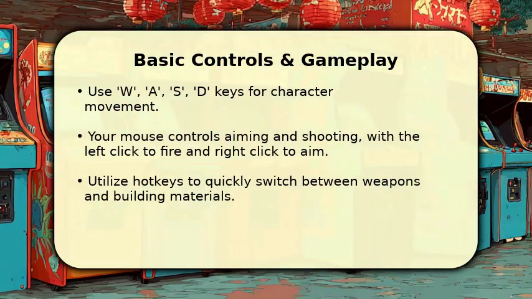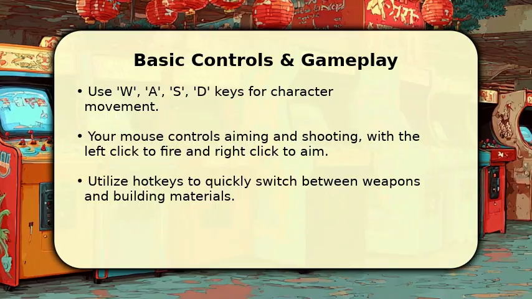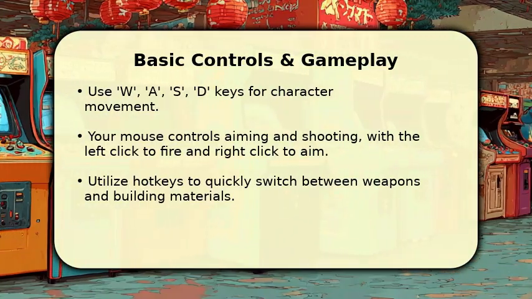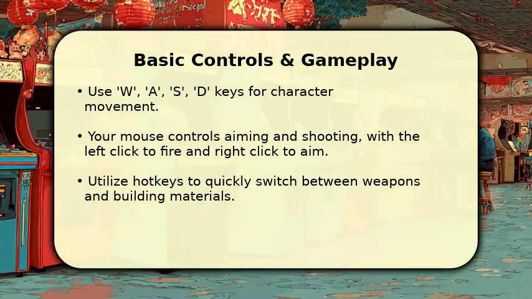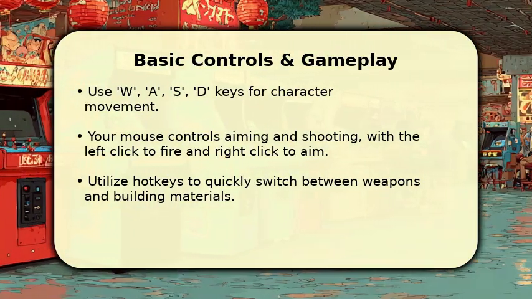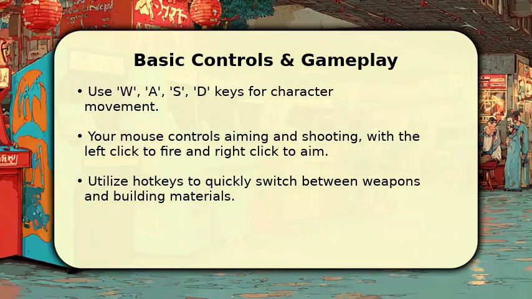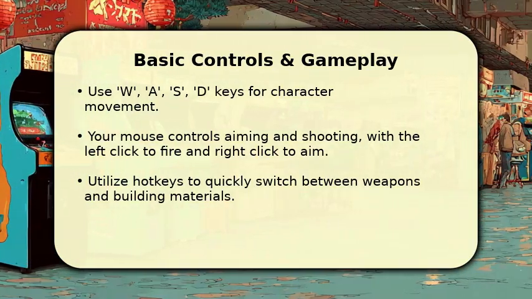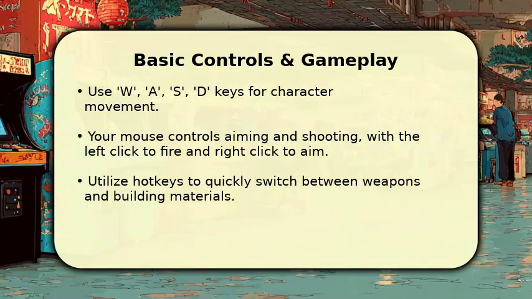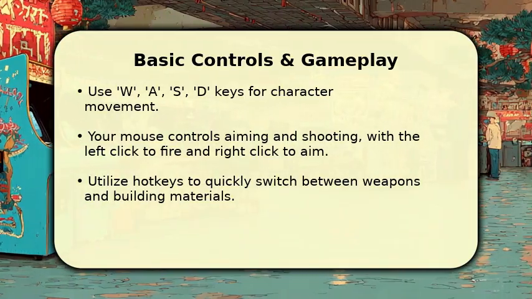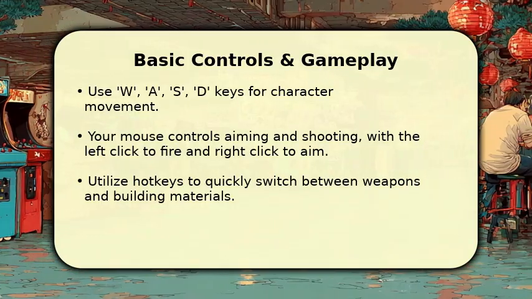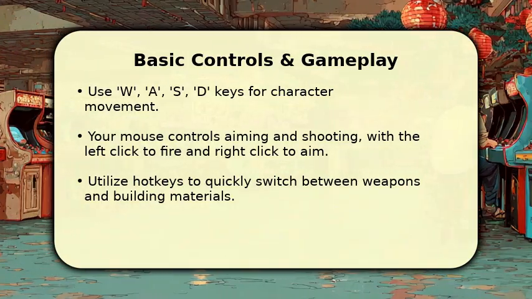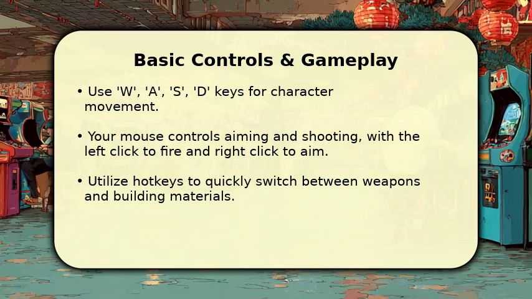Fortnite's core gameplay involves three main mechanics: movement, shooting, and building. You'll use the W, A, S, D keys for movement, your mouse to aim and shoot, and various hotkeys to switch between weapons and building pieces. Mastering building is crucial for defense and gaining high ground during intense firefights. Practice these controls in the game's creative mode to become more proficient before jumping into battle royale matches.